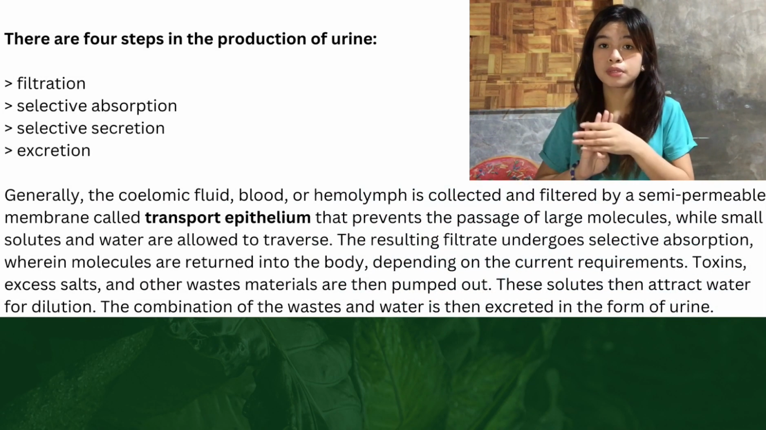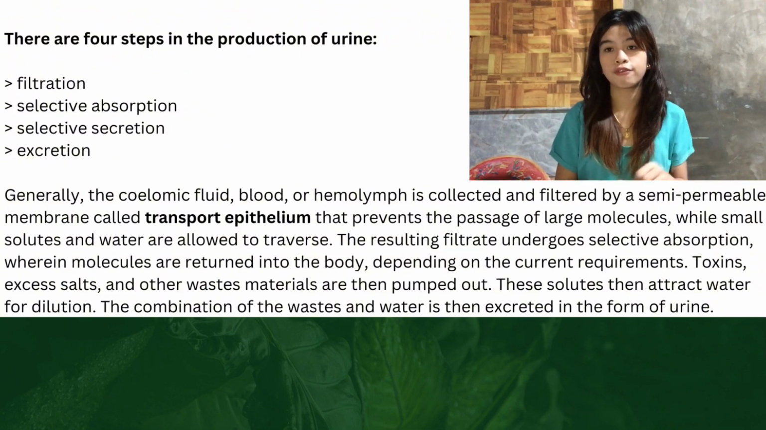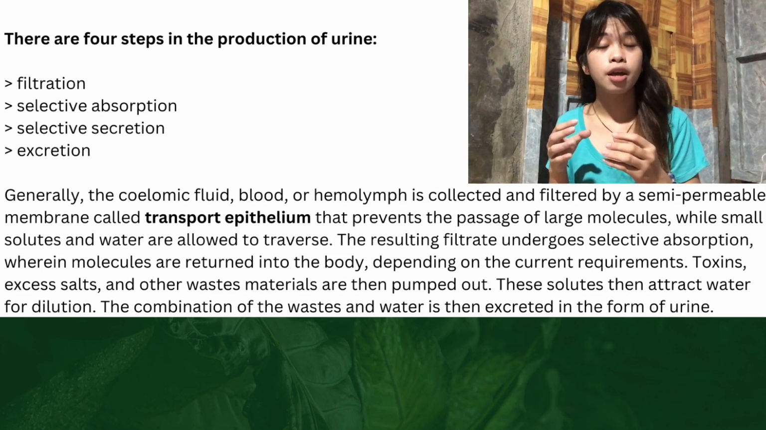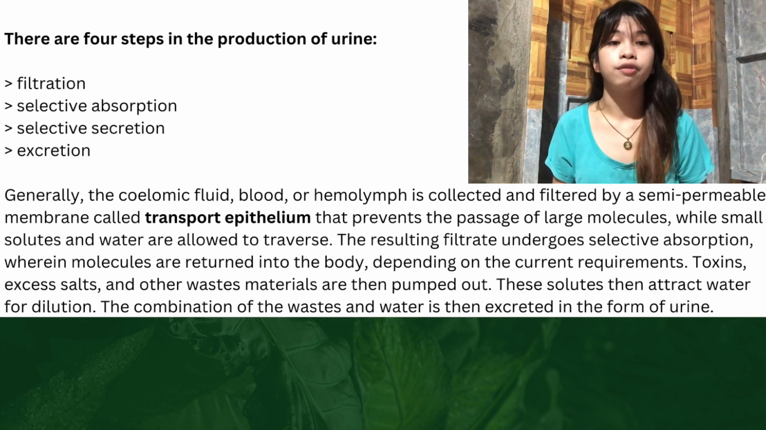There are four steps in production of urine, namely filtration, selective absorption, selective secretion, and extraction. So the first step in production of urine is filtration.